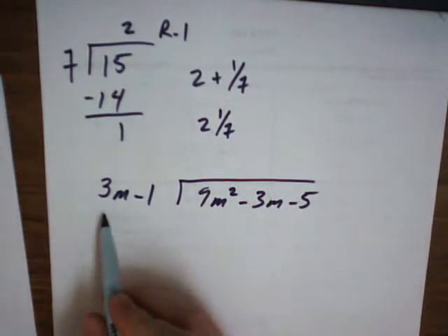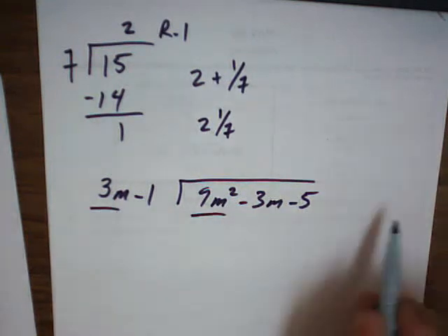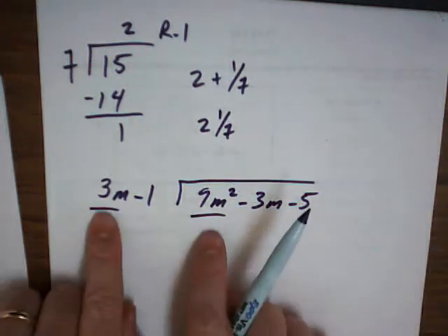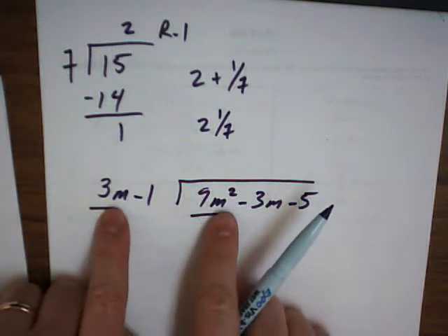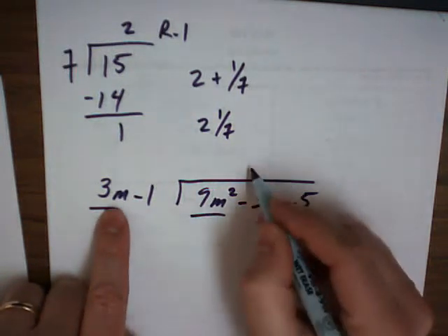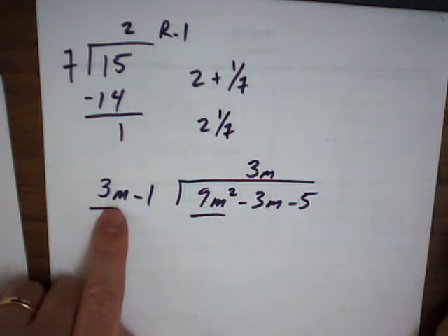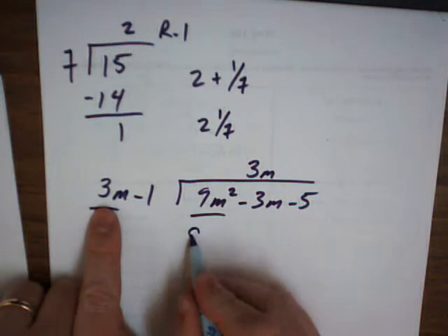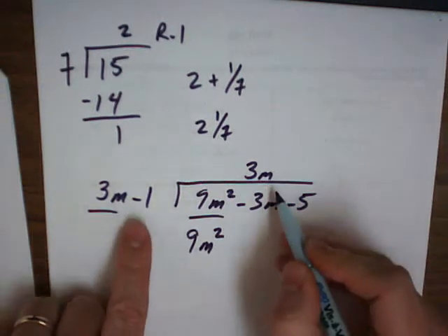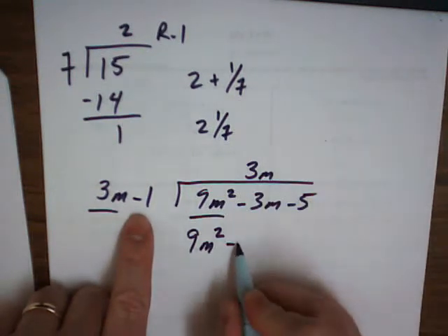Well, let's go ahead and keep on doing what we've been doing. We're going to compare 3m to 9m squared. And to get 3m into a 9, you have to multiply by 3. And m to m squared is m. So you multiply by 3m, right? So 3m times 3m is 9m squared. 3m times -1 is a negative 3m.